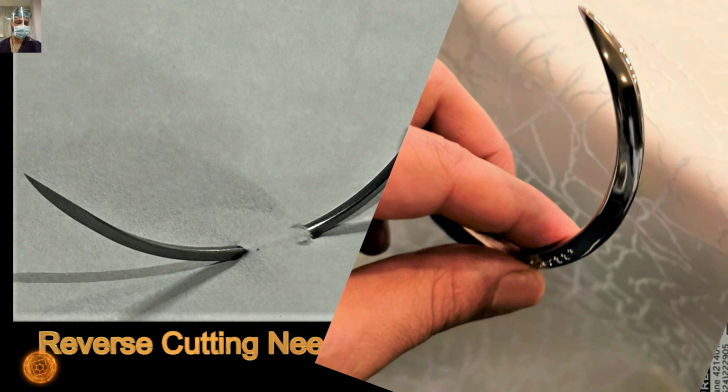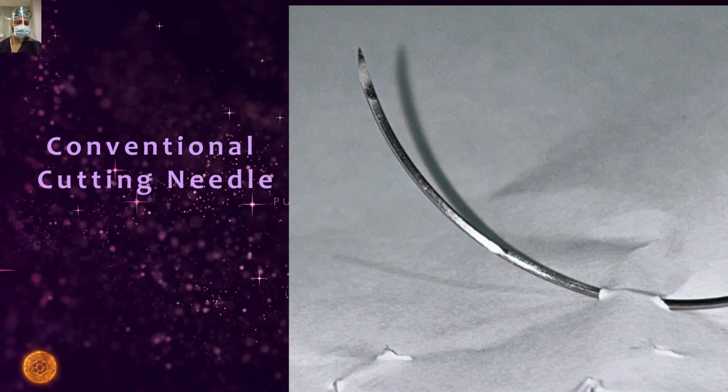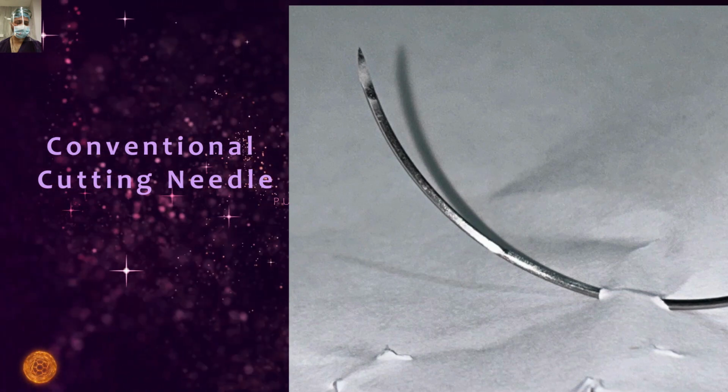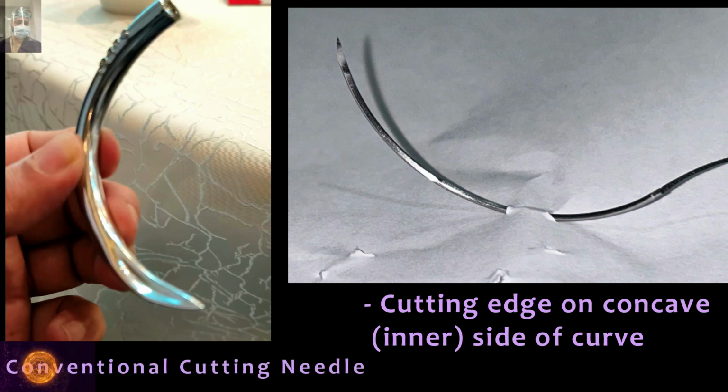The next most common needle that you will use will be the conventional cutting needle. In the conventional cutting needle, the cutting edge is towards the concave side, that is the inner side of the needle. So as you pass the needle through the tissue, the cutting edge is towards the wound margin, so there is a possibility of tearing or tissue damage.